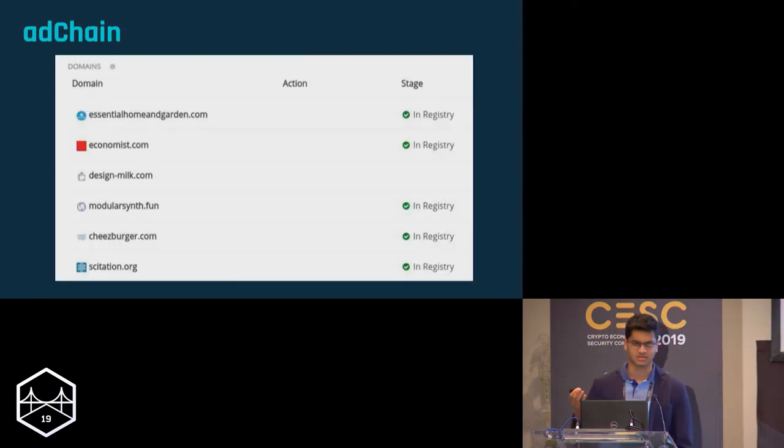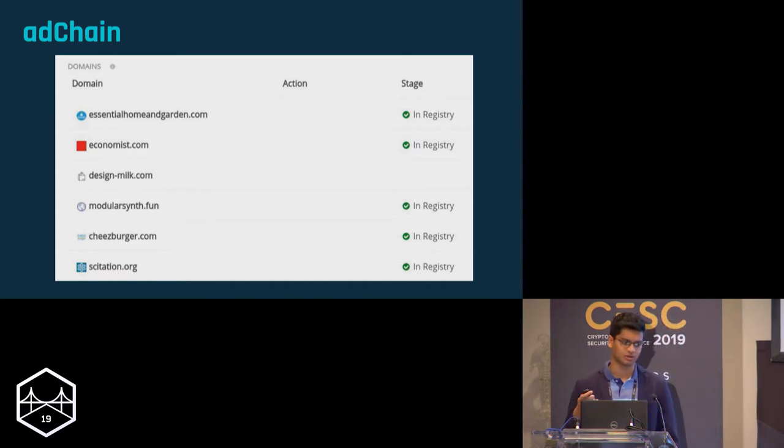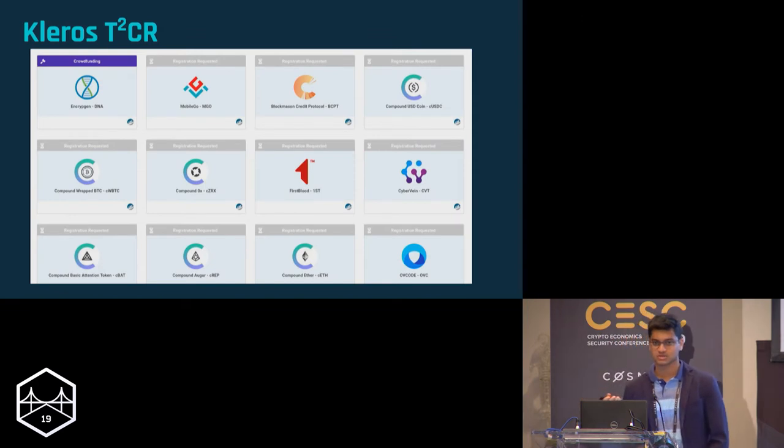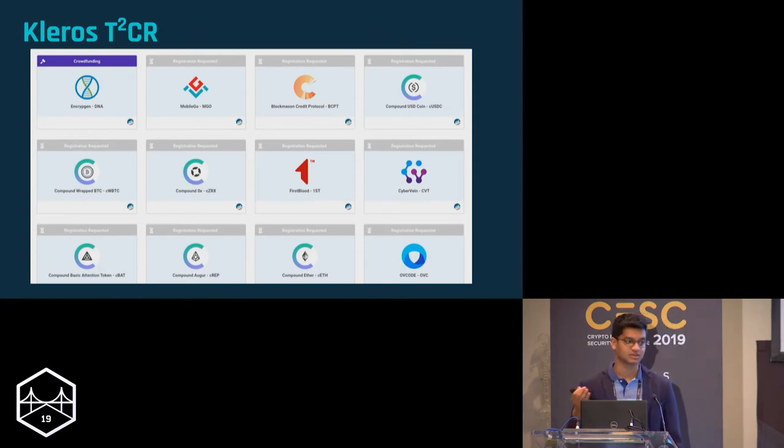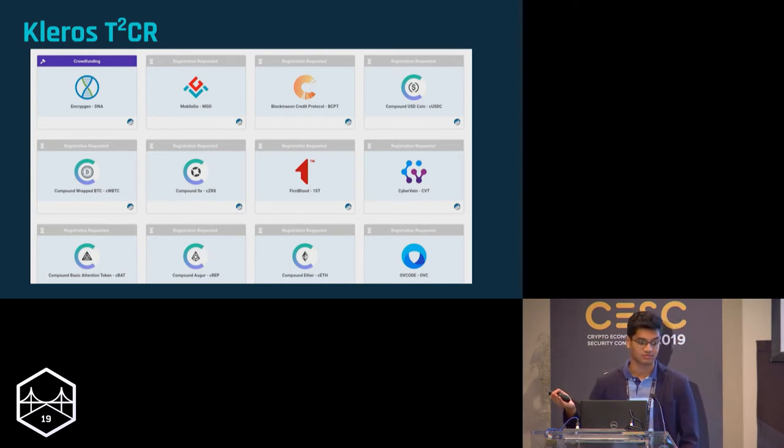And some popular examples are AdChain, which shows you the top sites for advertising your content on. And a more recent one is called Kleros TCR, and it actually maps a token to its token contract address. This is a pretty cool one.